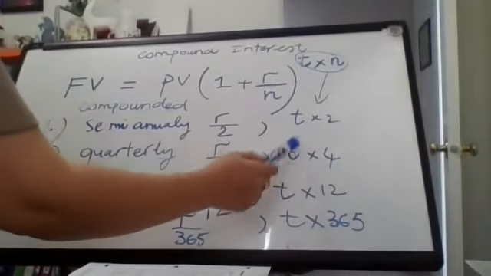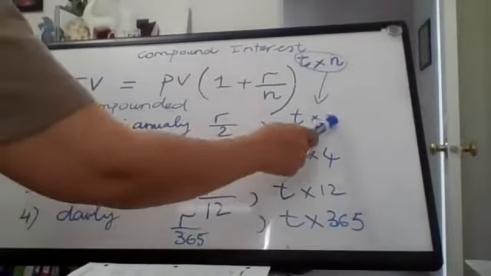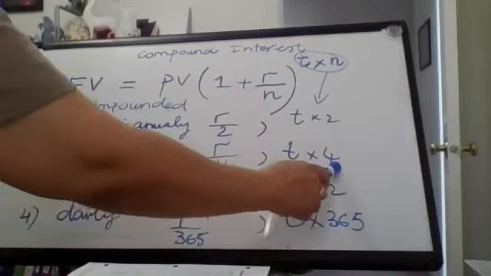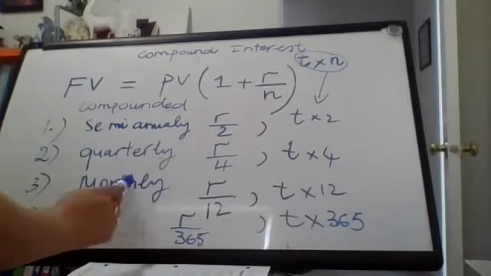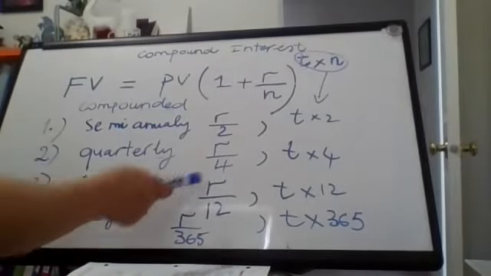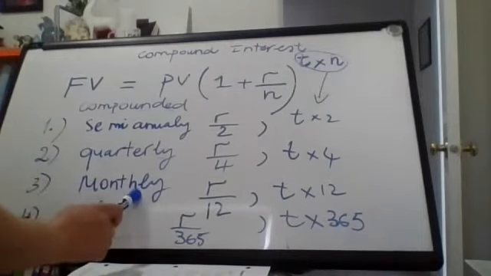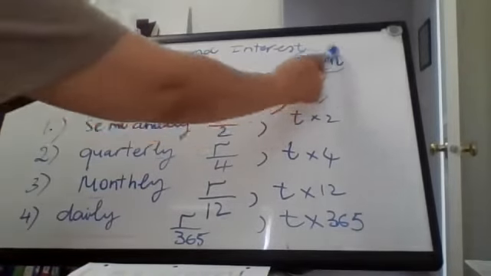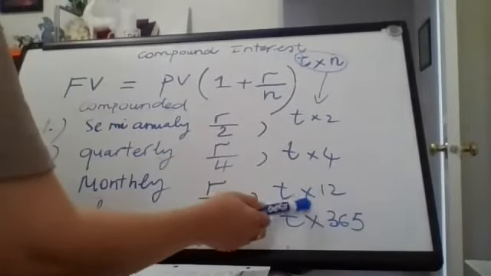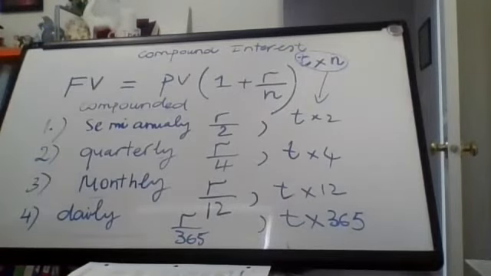So the t here is the time of investment: 1 year, 2 years, 3 years. It depends. The 2 is for semi-annually, 2 periods in 1 year. Quarterly is 4 periods in 1 year, right? And monthly, everybody knows you have 12 months per year. So you divide the rate by 12 months if you're talking about compounded monthly. And on the top here, you multiply by 12 as well to get the total periods in 1 year, 2 years, 3 years, depending on the question. And that's why each question is different.